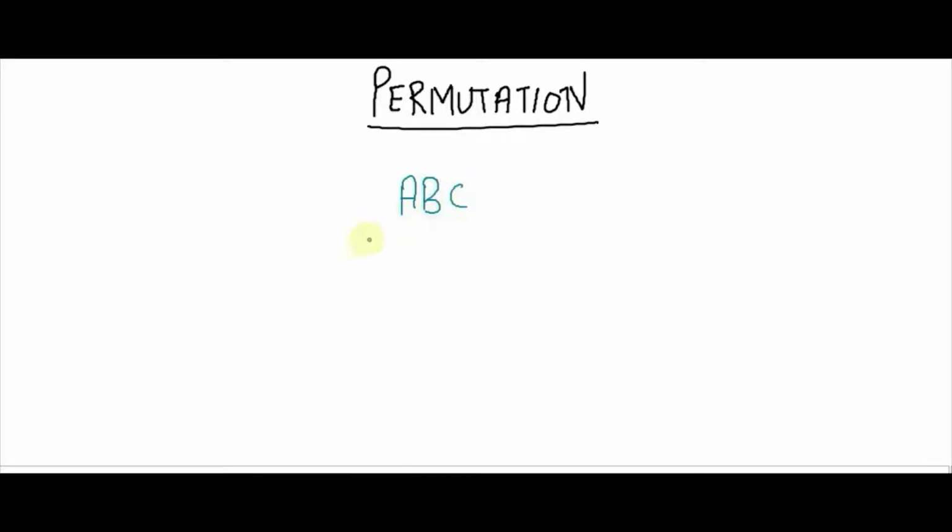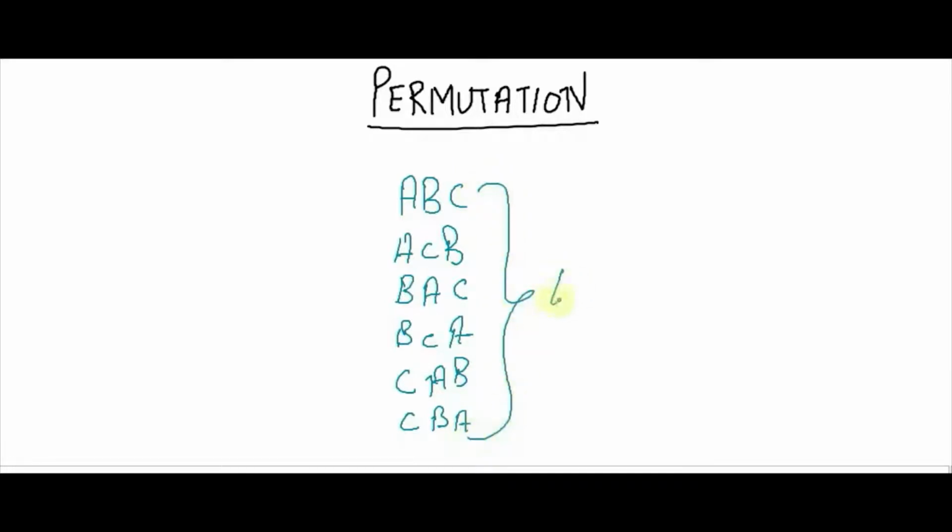Now, in how many ways can we arrange A, B and C? First is A, B, C. Another is A, C, B. Then B, A, C. Then B, C, A. Then C, A, B. And last is C, B, A. So, there are 6 ways to arrange these 3 letters.